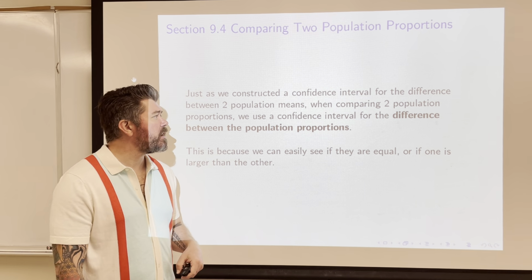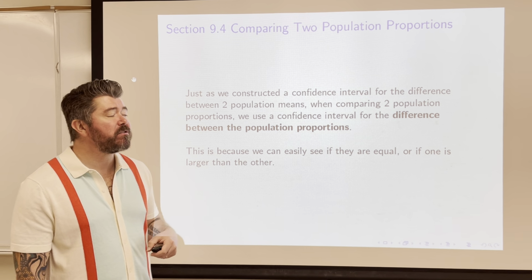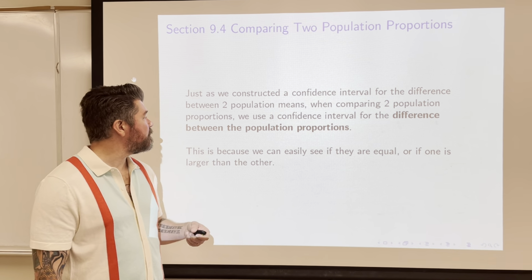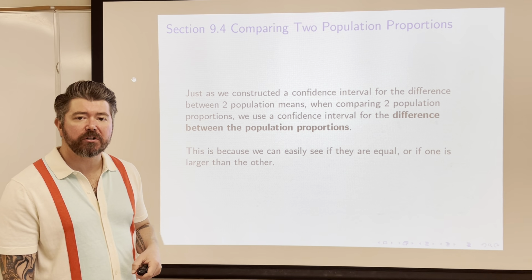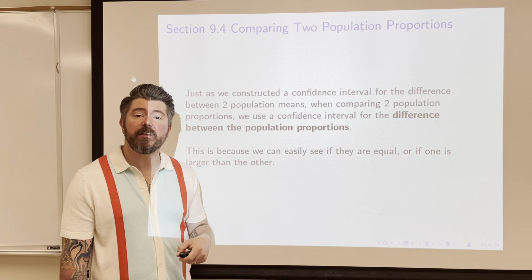Just as we constructed a confidence interval for the difference between two population means, when comparing two population proportions, we use a confidence interval for the difference between the population proportions. This is because we can easily see if they are equal or if one is larger than the other. The best point estimate for the difference between two population proportions, P1 minus P2, is the difference between our sample proportions, p hat 1 minus p hat 2.